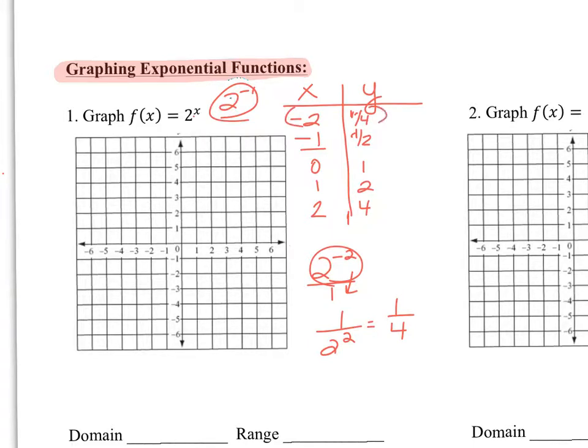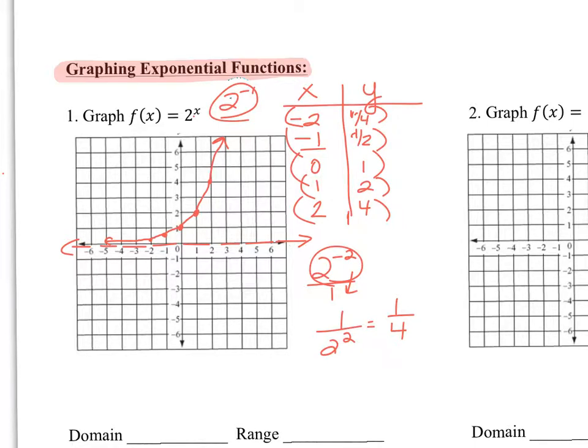So now these all just make ordered pairs. So now I'm just going to graph it. I'm going to graph -2, 1/4. I'm going to graph -1, 1/2. I'm going to graph 0, 1. And I'm going to graph 1, 2. And I'm going to graph 2, 4. And notice my function gets super close to this, which means there's an asymptote here. And then I'm just going to connect my dots to get my graph.